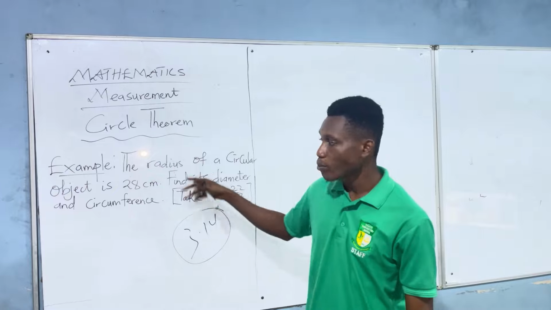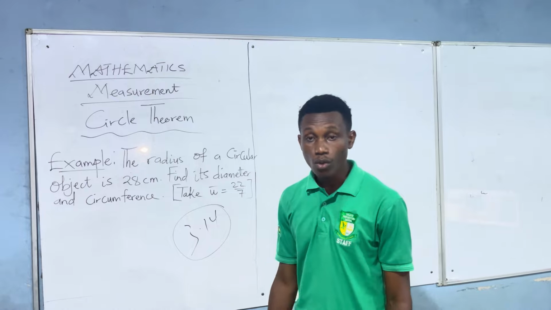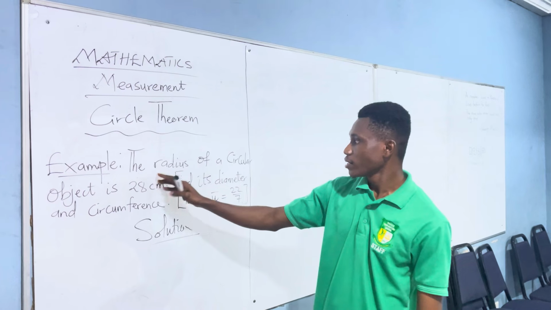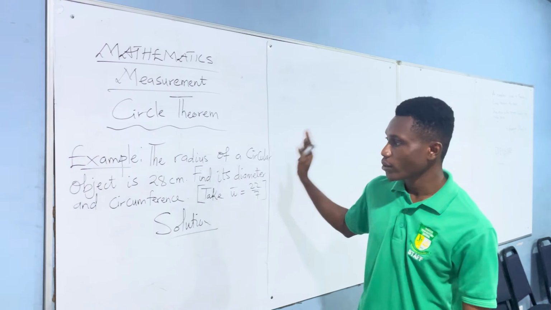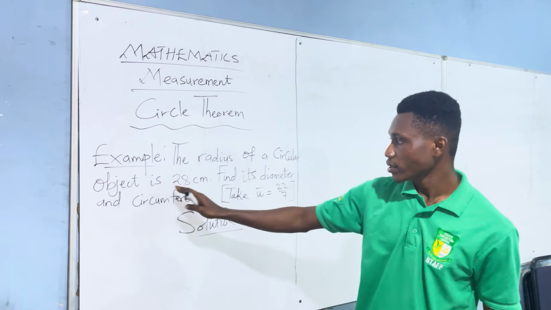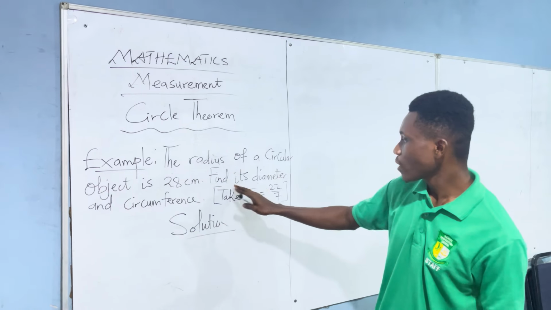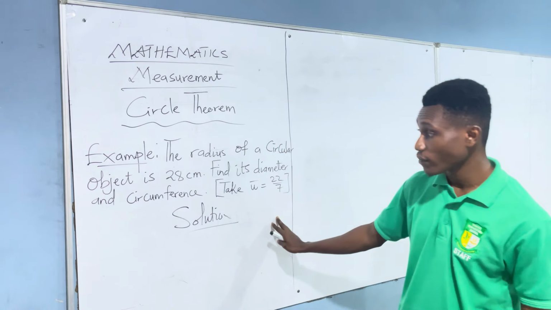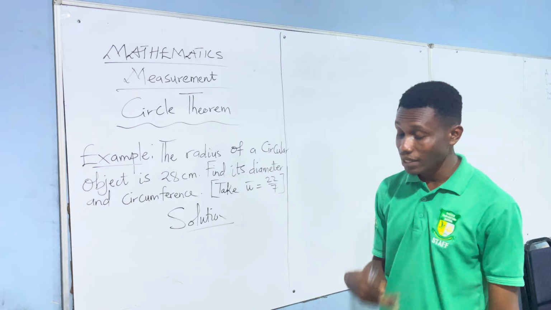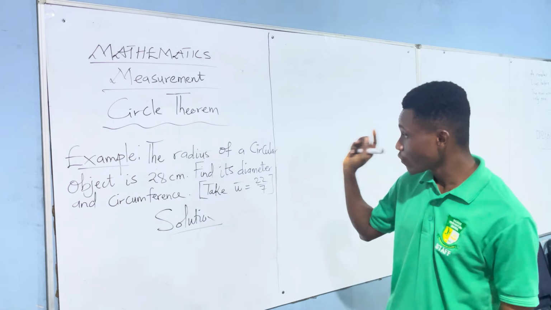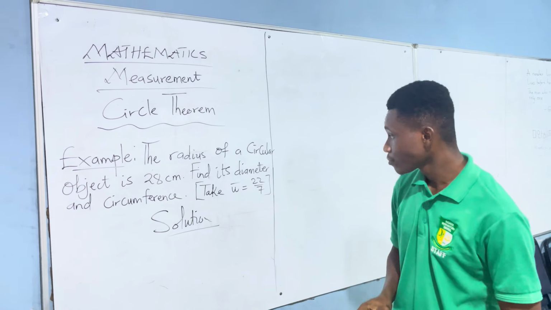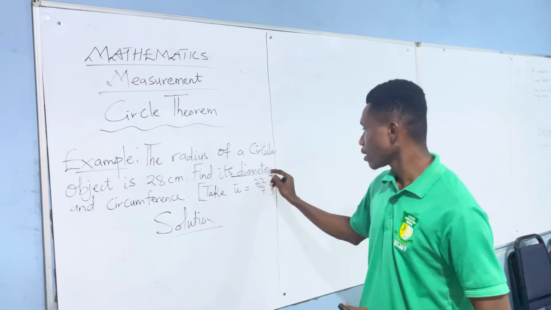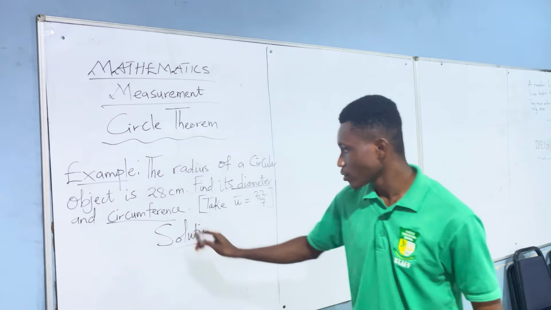So right now I'll proceed to solve this example. The radius of a circular object is 28 centimeters. Find its diameter and circumference. Take pi to be 22 on 7. So the question entails two answers. The first one is we are finding the diameter, and the second one is the circumference.